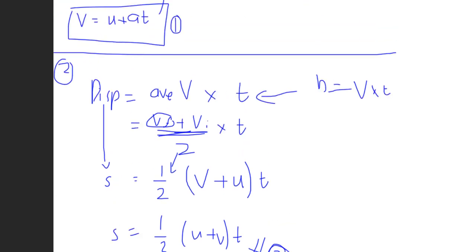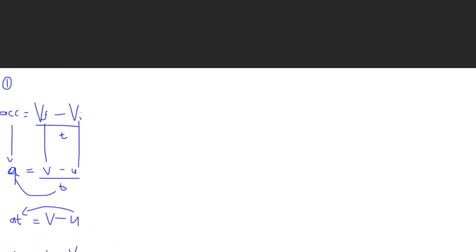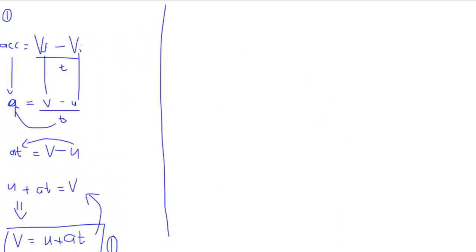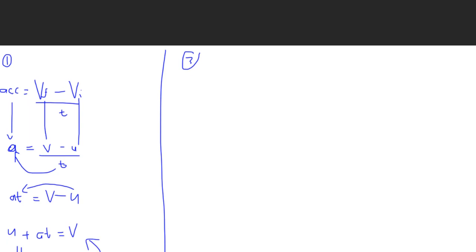Now let's go for the third linear motion equation. Let me just draw a line here, a nice beautiful line, so that we don't get mixed up. Now that's our third one. For the third one, we're going to use our first equation and substitute it into our second equation.